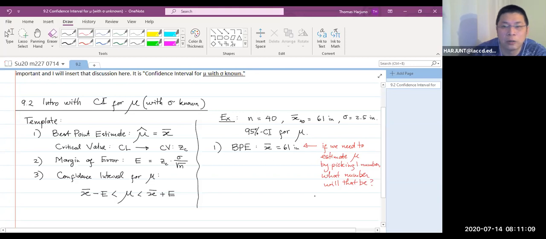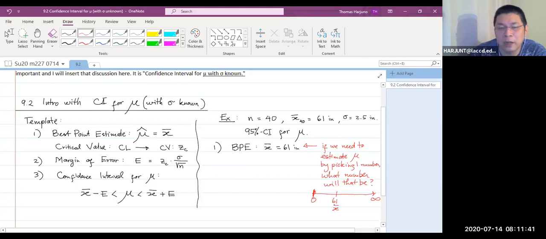So suppose we know that mu can be anywhere from 0 to infinity. Of course, the average height will not be infinity. If I can pick only one number from this range of 0 to infinity, what number will that be? Then according to our central limit theorem, that number will be 61, which is the X bar.